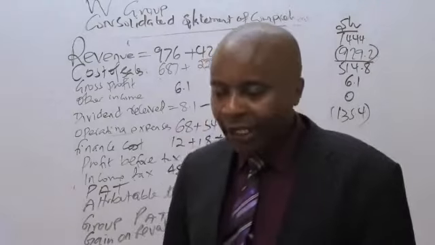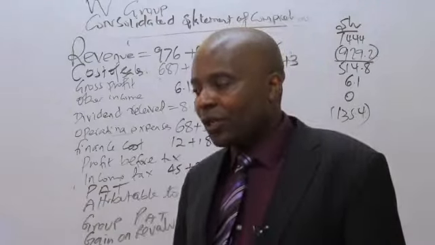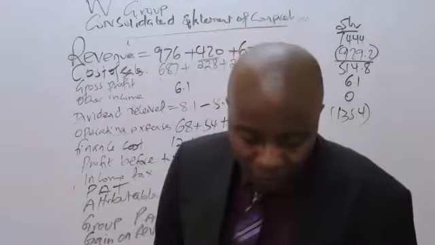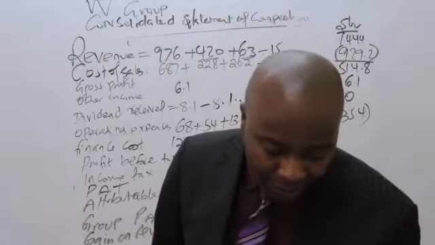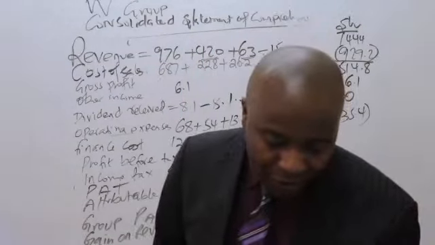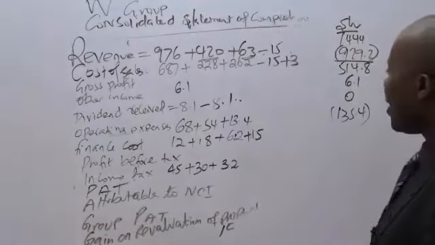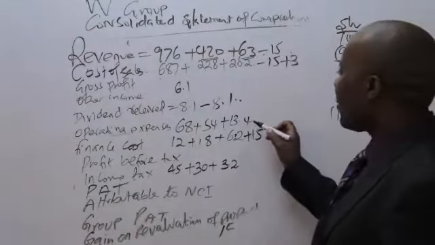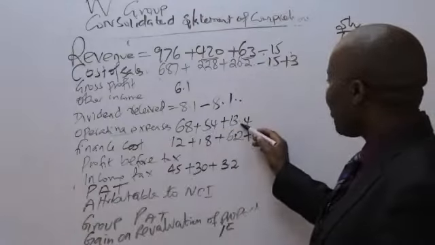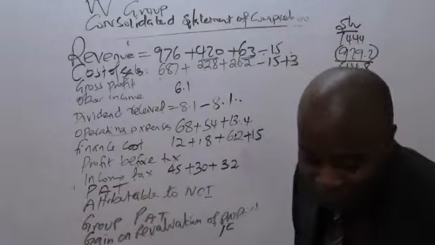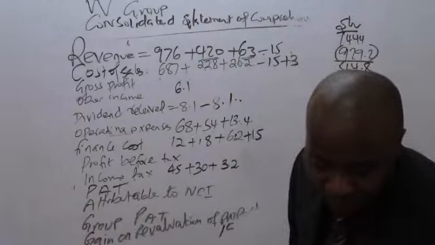Finance cost consolidated, put it together. Somebody is giving me a figure of 107. Remember, it is 68, 54, and then we have operating expense 68, 54, 13.4. No. Finance cost. Sorry. Finance cost.